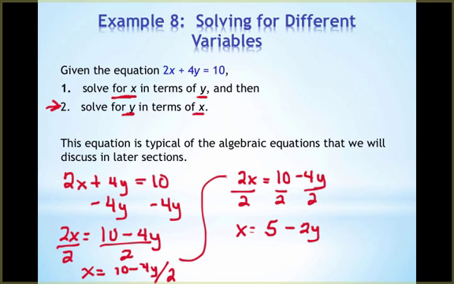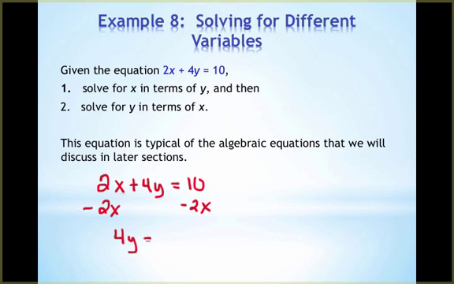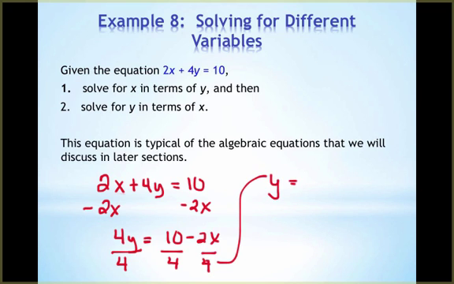Now let's do the same thing, but solve for y this time. So 2x plus 4y equals 10. I need to get rid of this 2x that's being added, so I will subtract a 2x. And just like before, I can't take 10 minus 2x and make that 8x. I just have to leave it as 10 minus 2x. Then I'm going to divide each individual thing by 4, each term by 4. And when I do that, I get y equals 10 divided by 4.